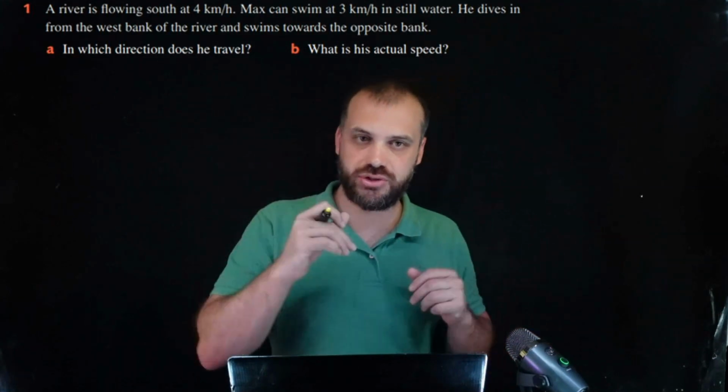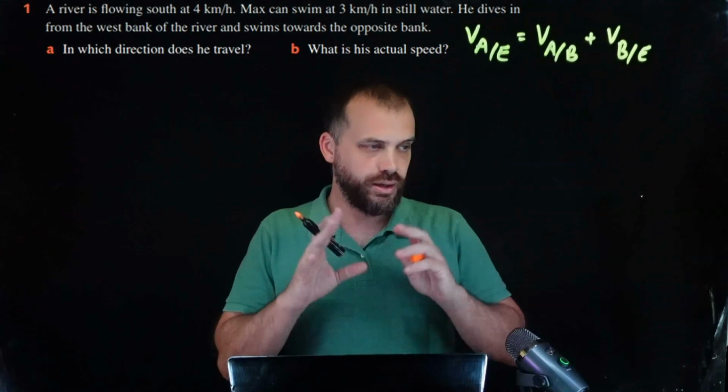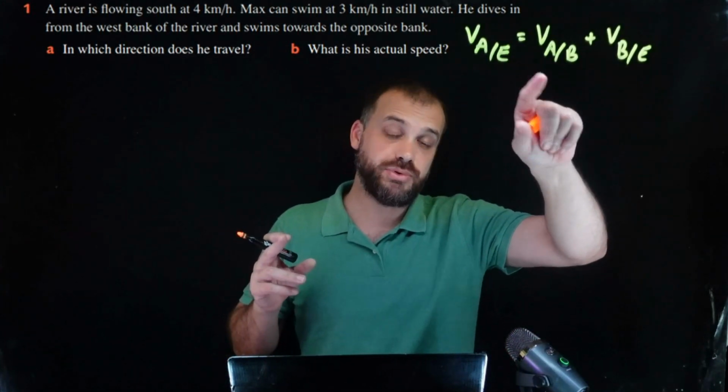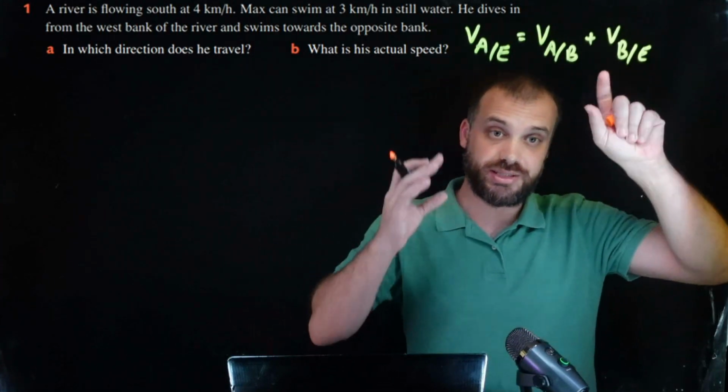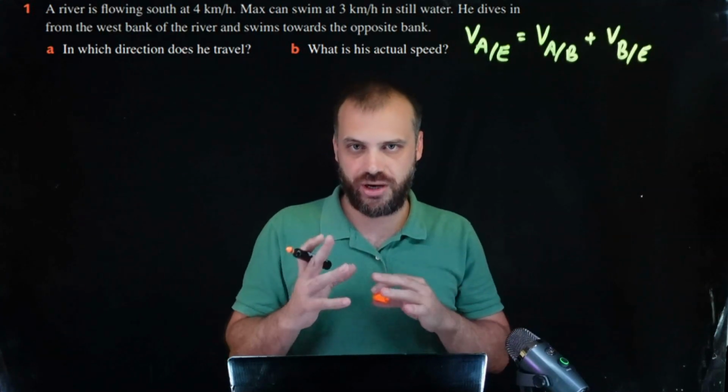So this is the first question in relative velocity. We're going to keep in mind this formula here. The velocity of A with respect to E is equal to the velocity of A with respect to B plus the velocity of B with respect to E. And as long as we keep this formula in mind, we can't go too far wrong.